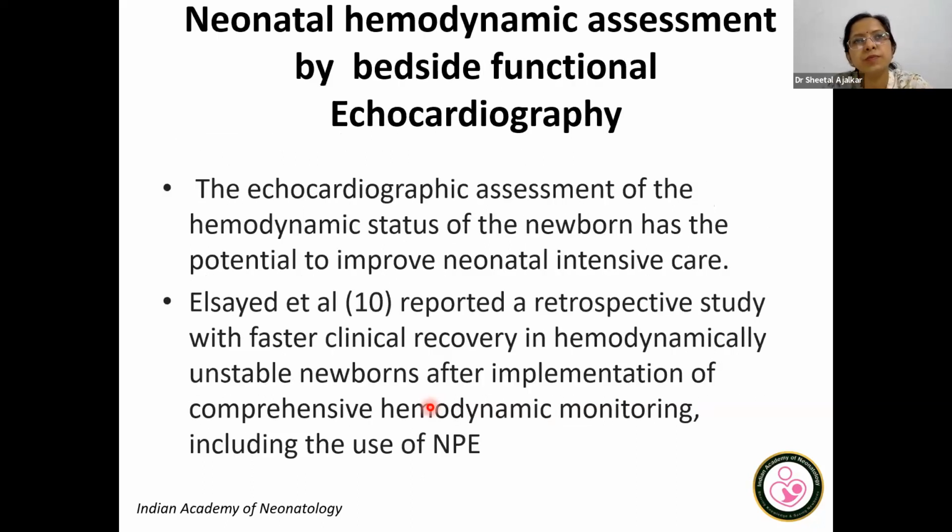So then what has come up as the most important thing is bedside functional echocardiography. Ella et al. have reported that there is faster clinical recovery in hemodynamically unstable neonates after implementation of comprehensive hemodynamic monitoring, including the use of neonatologist-performed echocardiography. So definitely there is no doubt, and there is plenty of evidence, that bedside 2D echo functional screening does impact the outcome in a better way.